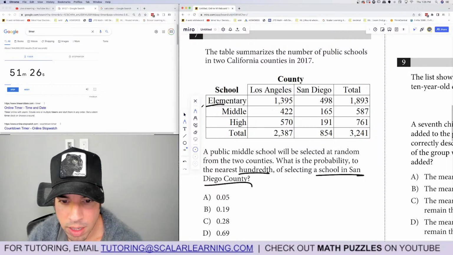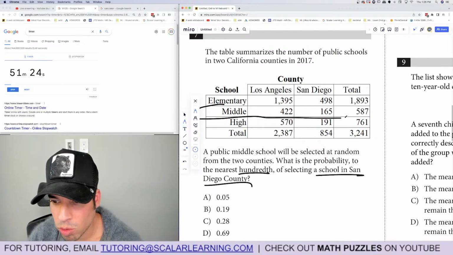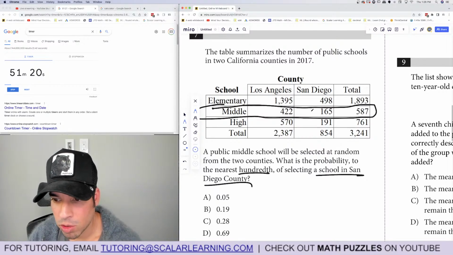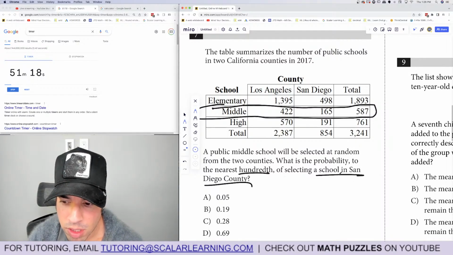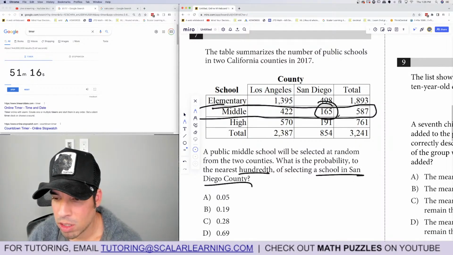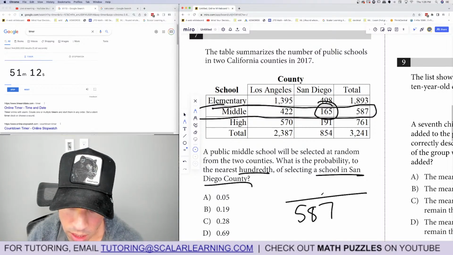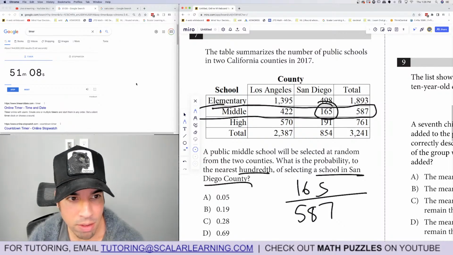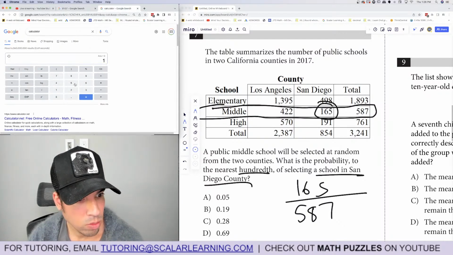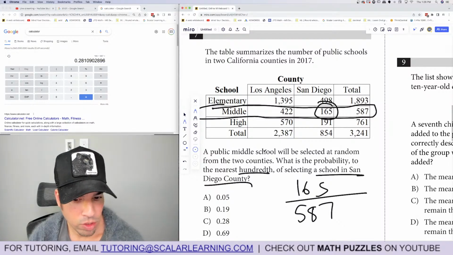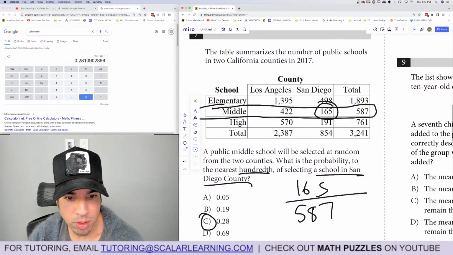Okay, so we're in this. So when they say public middle school, that means we're immediately excluding everything else. A public middle school. And they said, what is the probability of selecting a school in San Diego County? So we've got a total of 587 schools, and the probability of getting this is 165 because there's 165 out of 587. Let's go to the calculator. 165 out of 587 is 0.281, 0.28, boom, done.